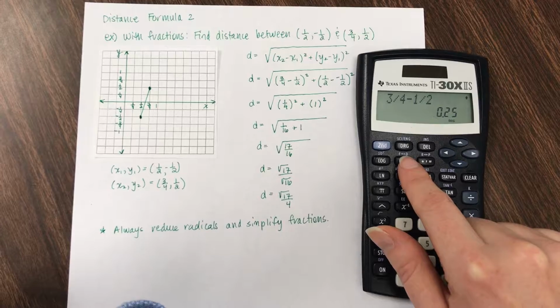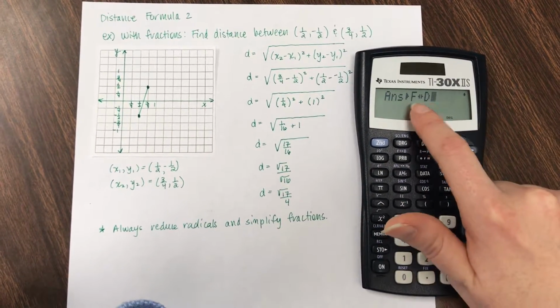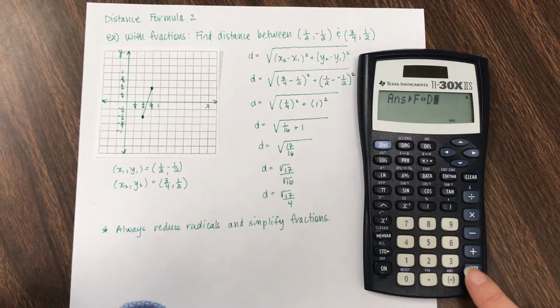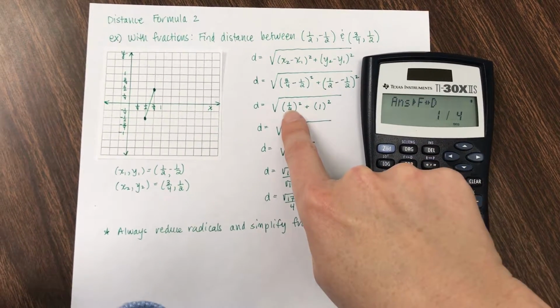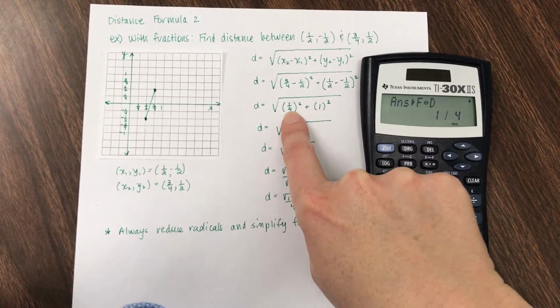So the first one I'm going to use is this FD. So I'm going to hit the second key, FD. It's changing fraction to decimal or vice versa. And there's the 1/4 right here. You can also make a common denominator and do it old school.